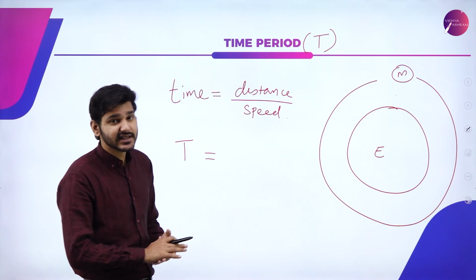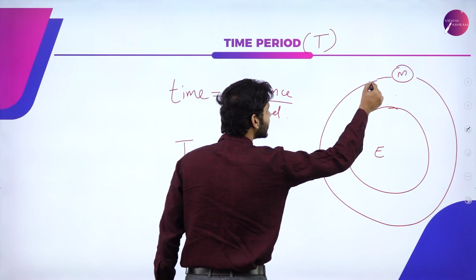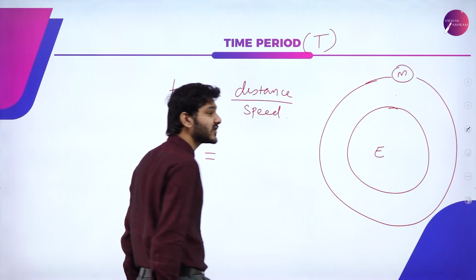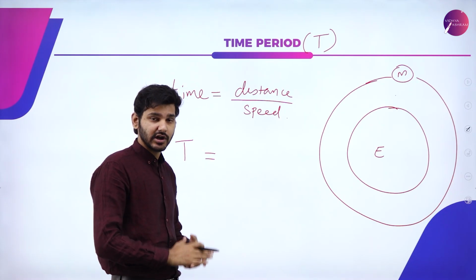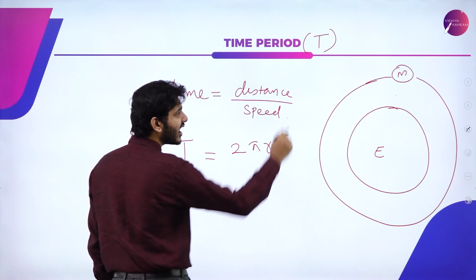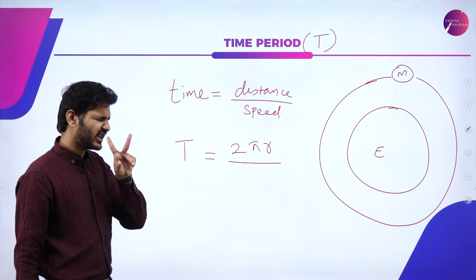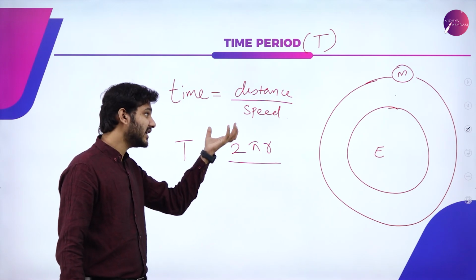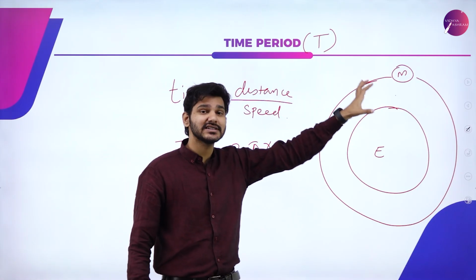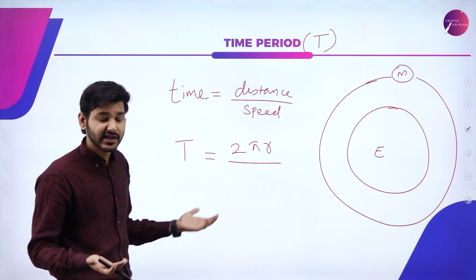Then the distance covered by the satellite from the starting position till the ending position, that is 360 degrees, is the circumference of that circle, which is 2 pi r, where r is the radius of the circle, divided by speed. Here we are expressing speed in terms of velocity. Speed is just the magnitude, but we are taking velocity since it is a vector quantity and direction is very important in physics.